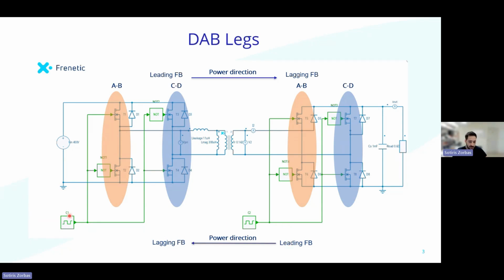Now, C1 and C2, those are the control units. You will see C1 and C2 in the next slide. So just remember that C1 is the control unit of the input side, and C2 is of the output side, if we follow this power direction.